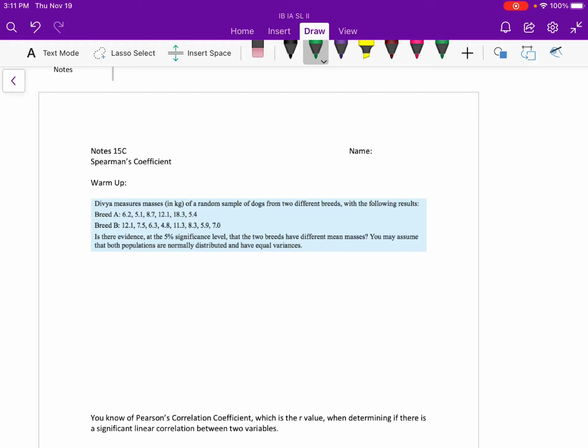Hey guys, I thought we would do an asynchronous lesson today because today is Spearman's coefficient, which is similar to Pearson's correlation coefficient, which is the R value. So we're going to talk about that in a minute.